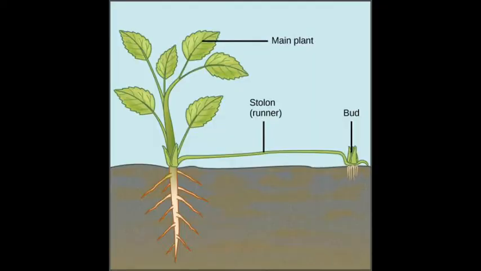Okay, all these are asexual methods of reproduction. Here about the strawberry, these are the runner plants. See how the stem grows into a new plant. The stem itself can grow into a new plant.